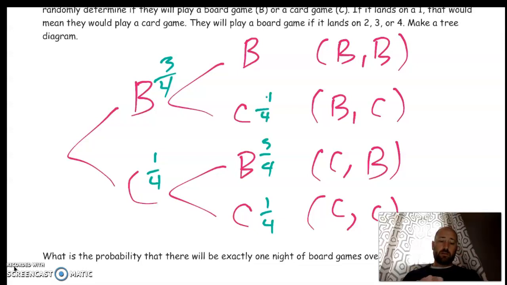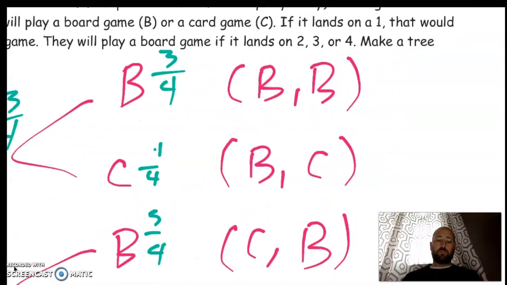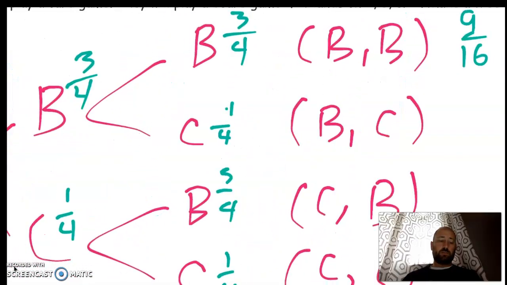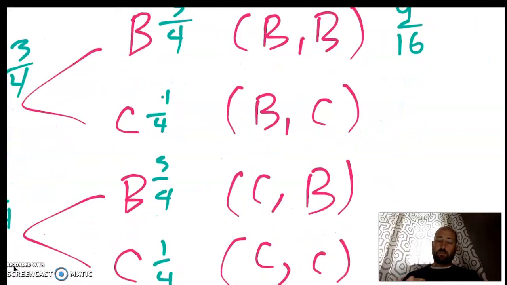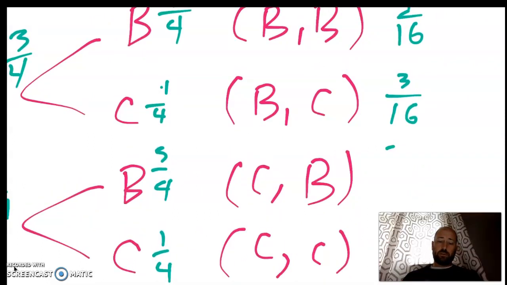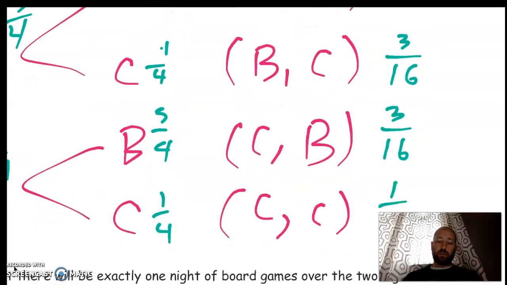All right, 3 out of 4. Now I can multiply. So 3/4 times 3/4. There's a 9 out of 16 chance we'll play two board games. 3/4 times 1/4 is 3 out of 16. 1/4 times 3/4 is 3 out of 16, and 1/4 times 1/4 is 1 out of 16.